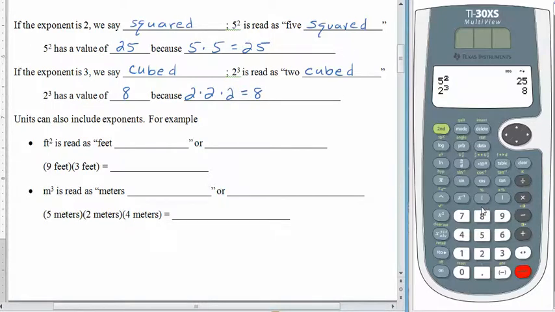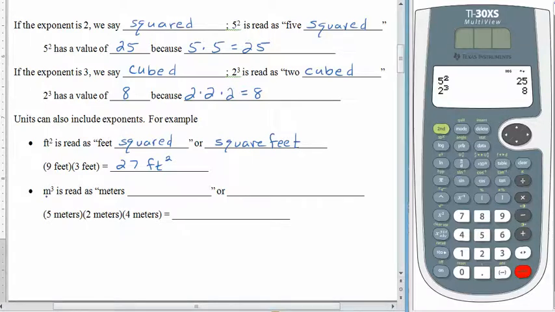Units can also have exponents. We have feet squared. Sometimes we call these square feet. So we talk about area in terms of square feet. If you were multiplying 9 feet times 3 feet, you would say 9 times 3 is 27, and then feet times feet would give you square feet, or feet squared.